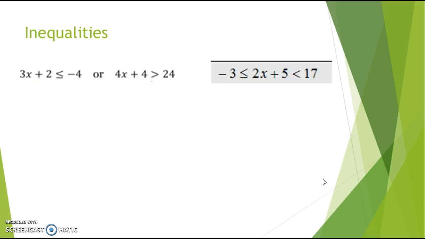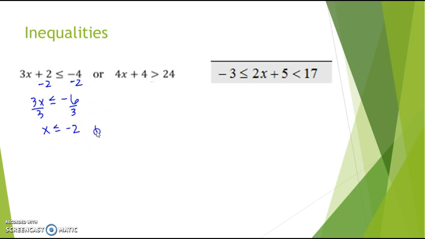Then we looked at inequalities, just basic inequalities. So for this first one, I have an OR, right? So I'm just going to solve both of these inequalities and then look to see if I can consolidate. So 3x plus 2 is less than or equal to negative 4. I'm going to start by subtracting the 2. So 3x is less than or equal to negative 6. And then divide by 3. So x is less than or equal to negative 2.